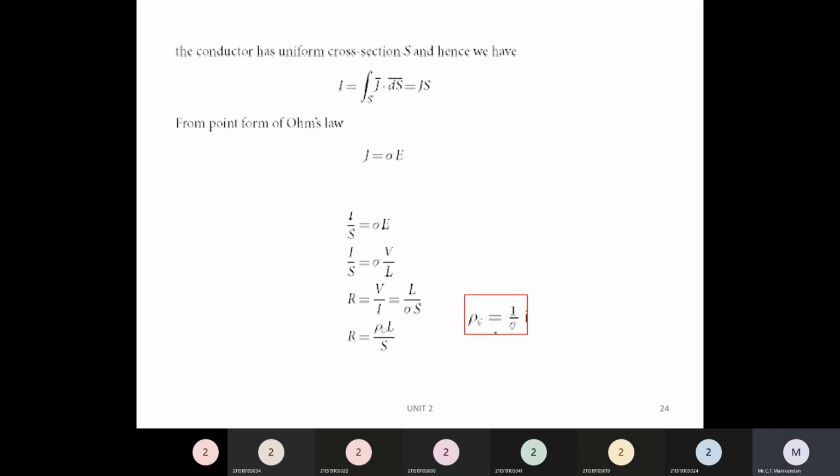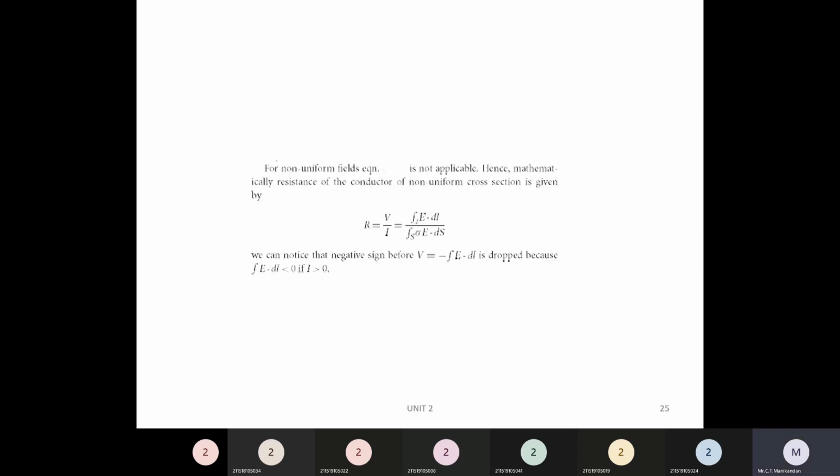The point form of Ohm's law is J equal to sigma E, and current you can have as current density into area, that is J into S. On equating the two, you will get R equal to rho L by S. Rho is called the resistivity, which is the inverse of conductivity. Now you will be getting that R value.